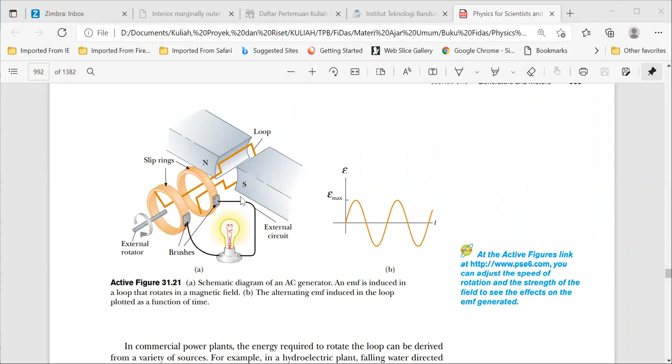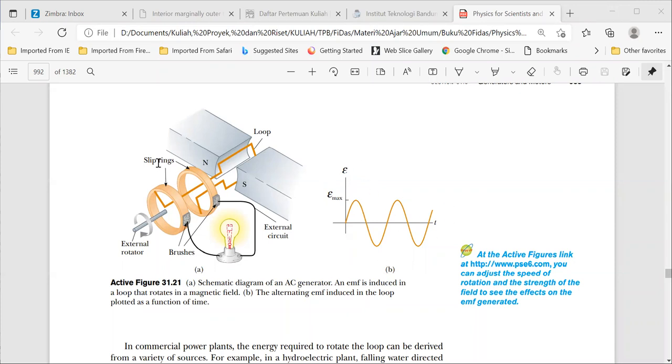Sehingga kalau dia berputar akan ada perubahan flux yang menyebabkan adanya arus. Nah, arus ini adalah arus yang sifatnya alternating current, arus bolak-balik, bukan arus searah. Jadi gambarannya arus induksi itu we could describe it as a function of t.